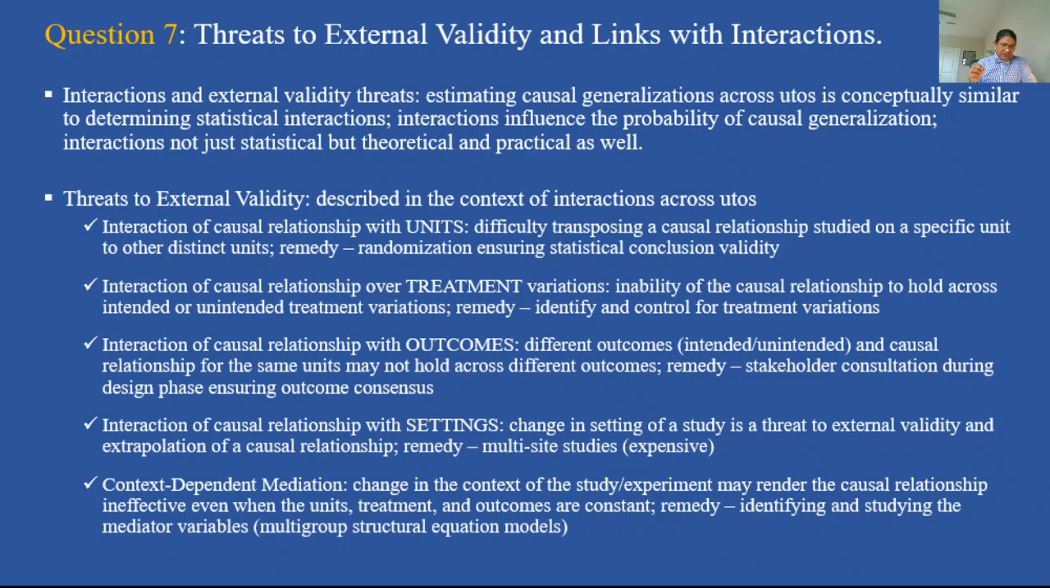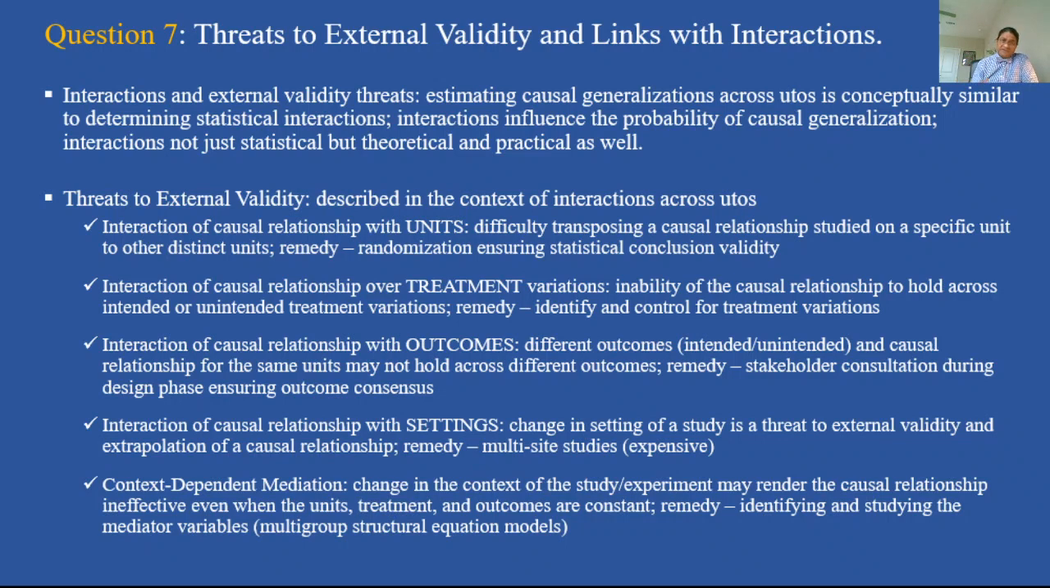Now, the textbook talks about threats to external validity from the lens of interactions. Why? The textbook very cogently states that estimates of the extent of generalization of a causal relationship across UTOs are fundamentally similar to testing for statistical inferences and interactions, which we are used to doing in statistical analysis, for those who are used to doing statistical analysis. Therefore, it is logical that interactions can be linked to the threats to external validity.